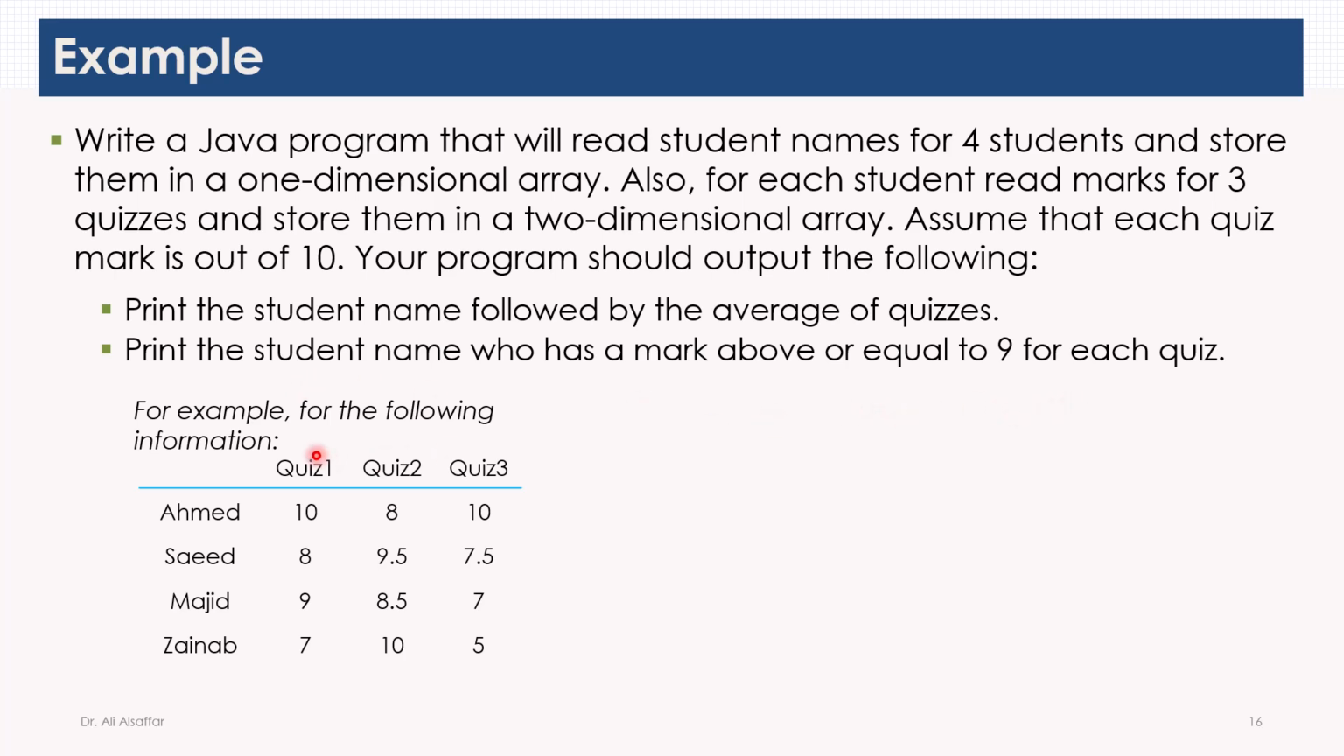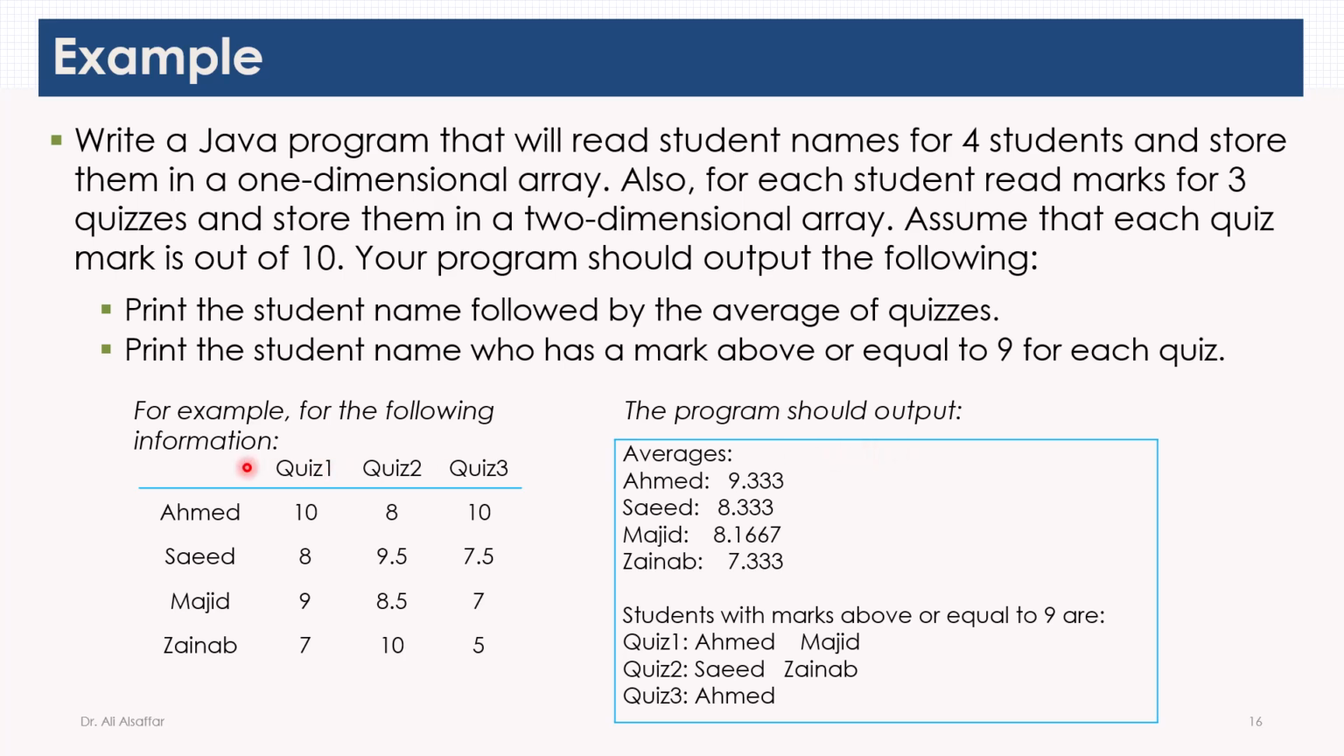Therefore, her name will not be printed. As a result, for quiz 1, only Ahmed and Majid names will be printed for those who have scores above or equal to 9. And then we go for quiz 2 and do the same. We check for the quizzes. So as you notice, we are visiting the 2-dimensional array column by column for the second part. So for the first part, we need to process the 2-dimensional array row by row, and for the second part, we need to process the array column by column.